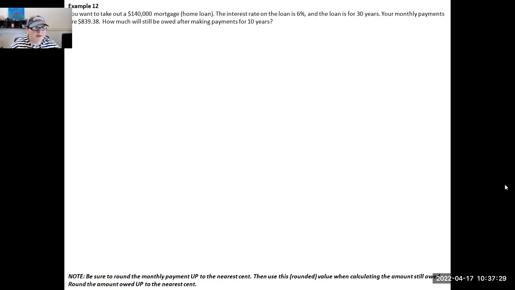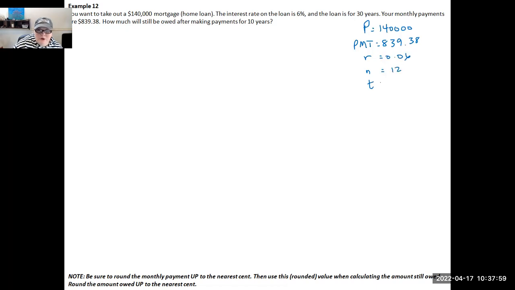All right, so let's think about this. You want to take out a $140,000 home loan. Interest rate, I'm just going to write up the letters. That actually helped me see what was happening here. So P is 140,000. The PMT is $839.38. R, N, T, the rate is 6%.